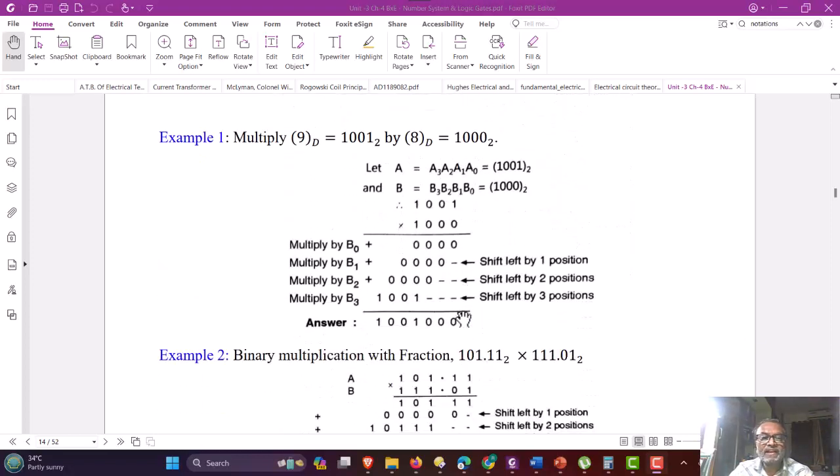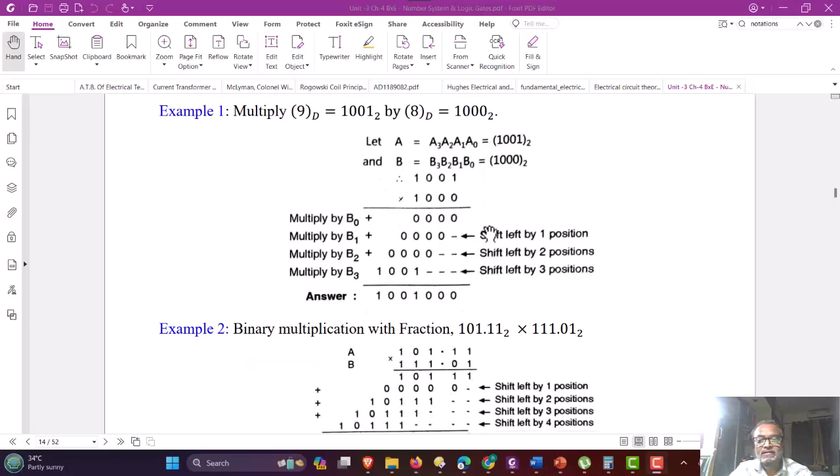Let us take a real example. Multiply 9, that is binary 1001, by decimal 8, that is 1000. So number A is 1001 and number B is 1000, shown here. 1001 is the multiplicand and 1000 is the multiplier.